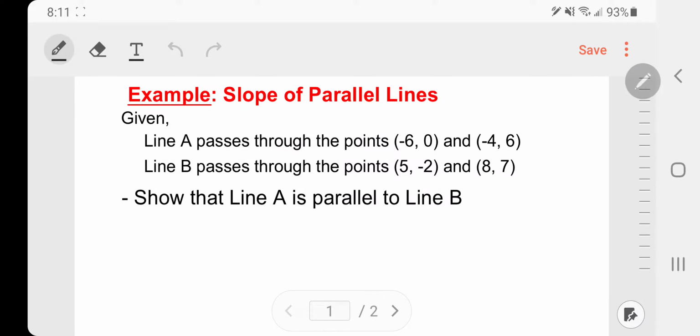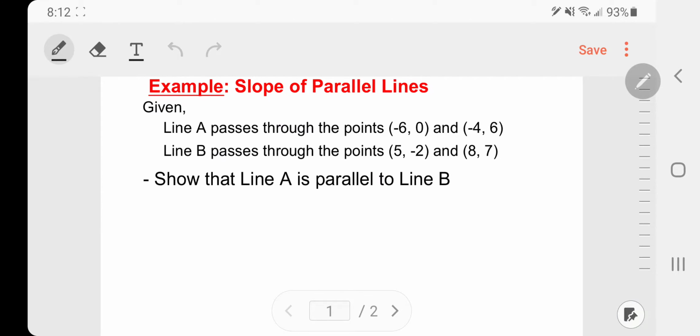Hey everyone. In today's video, we're going to take a look at how to prove whether lines are parallel or perpendicular given points on each line. Here we have: line A passes through the points (-6, 0) and (-4, 6), and line B passes through the points (5, -2) and (8, 7). Show that line A is parallel to line B. So we're proving that line A is parallel to line B.